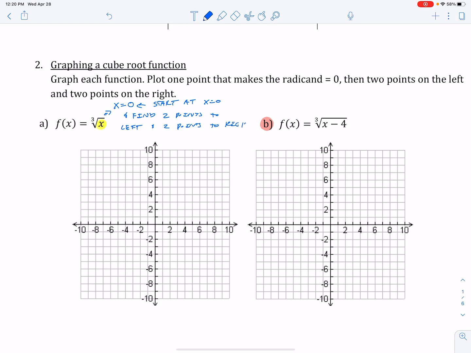And as always, forgive my penmanship. I'm trying to write fast so that these videos can go quicker. So we want to start at 0, right? X equals 0, and that point is there. Well, I want to choose 2 points to the right and 2 points to the left.